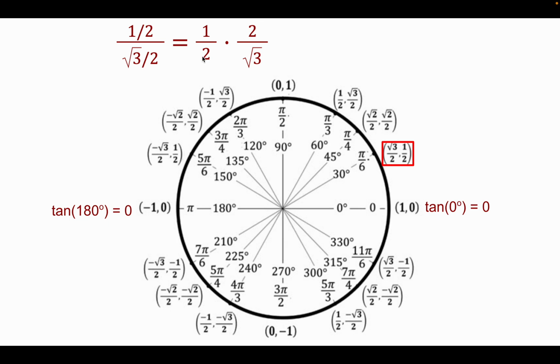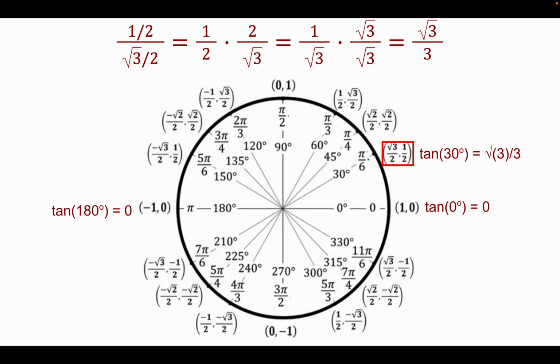The 2's are going to cancel out. That will leave us with 1 over the square root of 3. We'll multiply top and bottom by the square root of 3 because we don't want to leave radicals in the denominator. And that will give us square root of 3 over 3. And so the tangent of 30 degrees is the square root of 3 over 3.